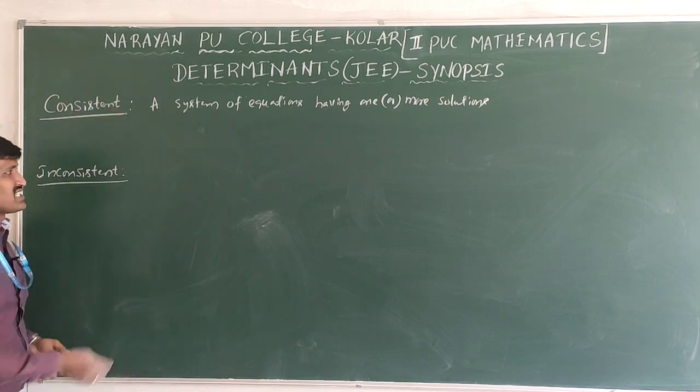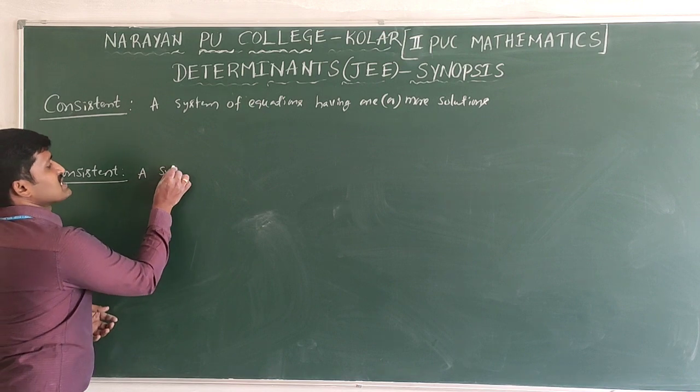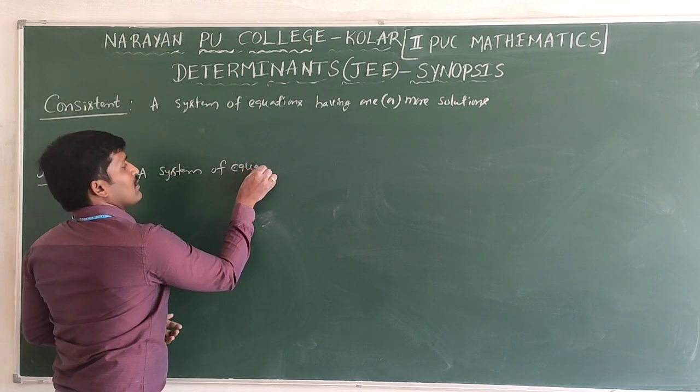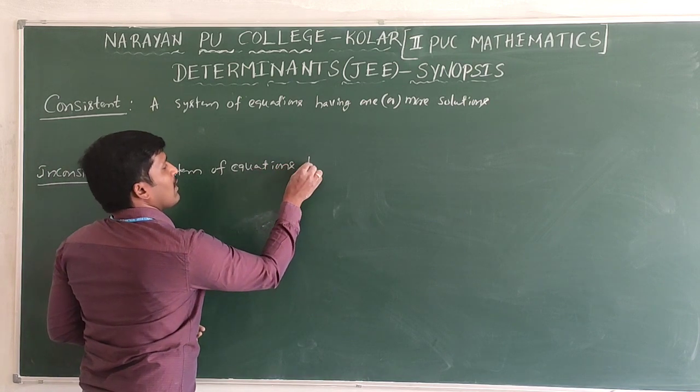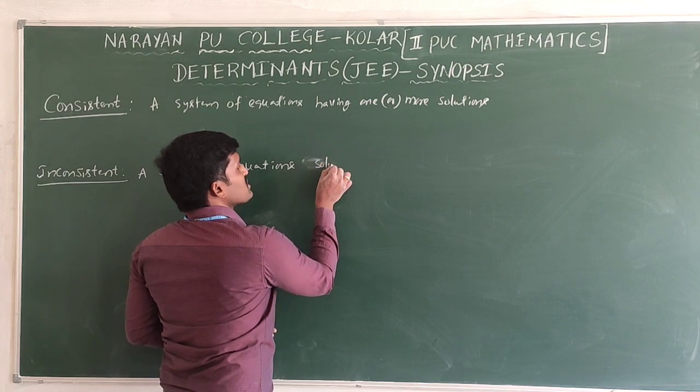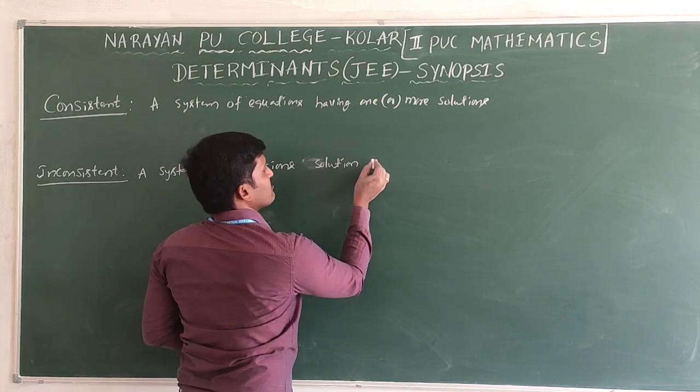Next, inconsistent. A system of equations where a solution does not exist.